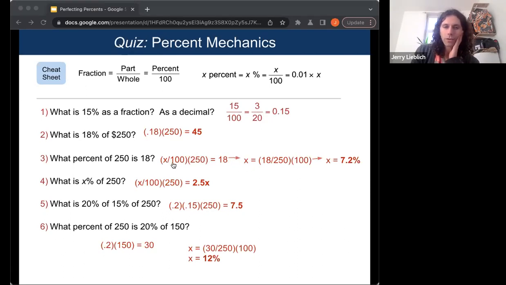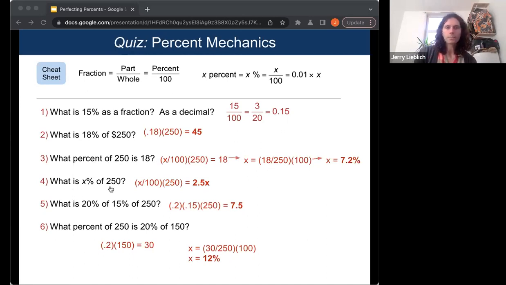Great. So I'm going to multiply both sides by 100, divide both sides by 250. Now, we could also get here with part over the whole, but for me, I find it really hard to know which is the part and which is the whole. So I do this little extra step just to make sure I don't make that error.